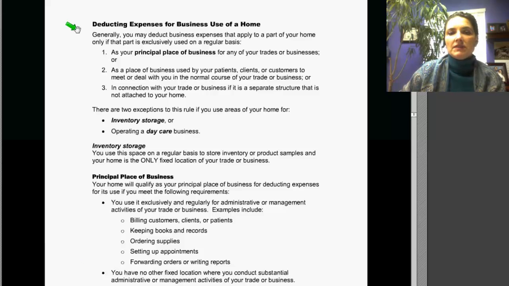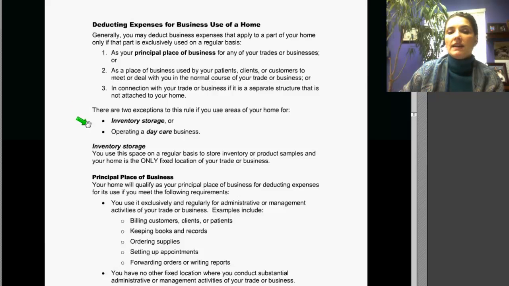Generally, you may deduct business expenses that apply to a part of your home only if that part is exclusively used on a regular basis, number 1, as your principal place of business for any of your trades or businesses, or as a place of business used by your patients, clients, or customers to meet or deal with you in the normal course of your trade or business, or in connection with your trade or business if it is a separate structure that is not attached to your home. There are 2 exceptions to this rule, that is, exclusive business use, and they are if you use an area of your home for inventory storage or to operate a daycare business.